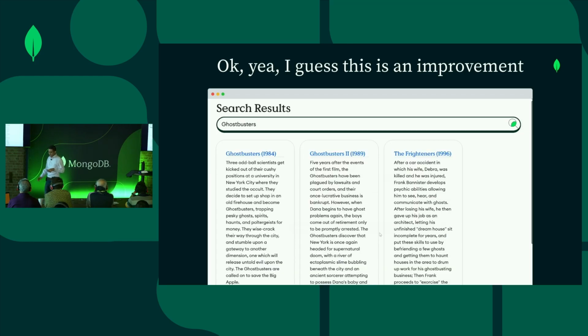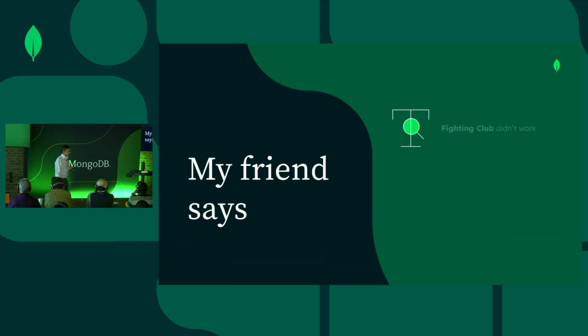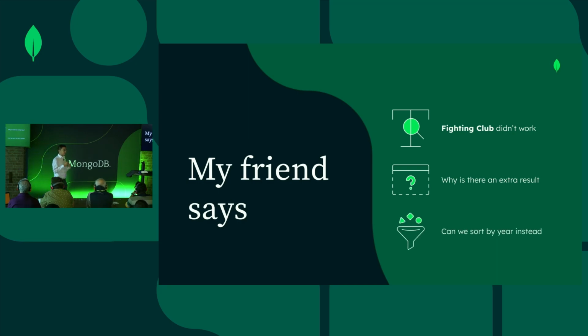And my UX friend, a perfectionist, points out that we should do better. He tried searching for Fighting Club, like the movie about Fight Club, and it didn't show up. I thought that's what it would do, but it did not. Other things, like why was that extra Frighteners record out there? And then, OK, we are sorting by relevance. Could we sort by something else, like year instead?